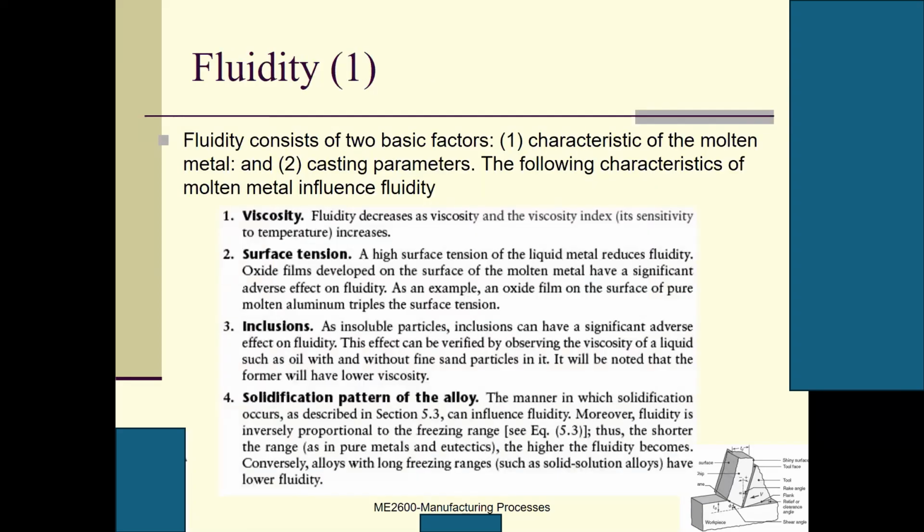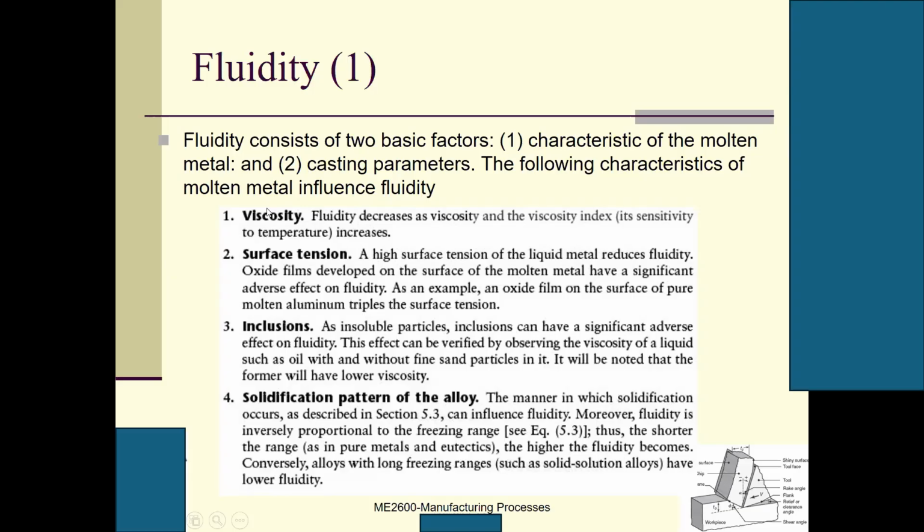So fluidity consists of two basic factors. The first is the characteristics of the molten metal, which play an important role: the metal goes down because of gravity and reaches the cavities it can reach. The second is the casting parameters. Here are the characteristics of molten metal that influence fluidity.